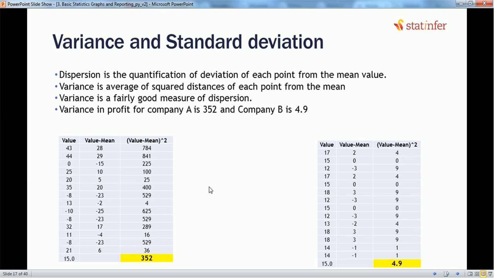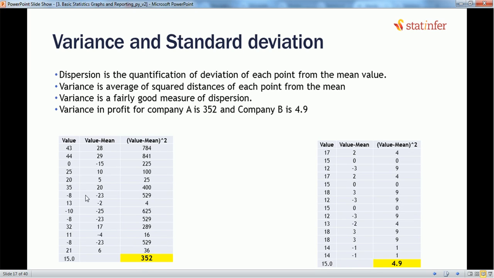Variance and standard deviation are very widely used measures for finding the dispersion. Dispersion is actually the quantification of deviation of each point from the mean value. So variance gives us a degree of stretch, or how far the numbers are spread from their mean. So how do we calculate variance? We find the mean value of a vector, then subtract the mean from each value, square those values, and sum them all.